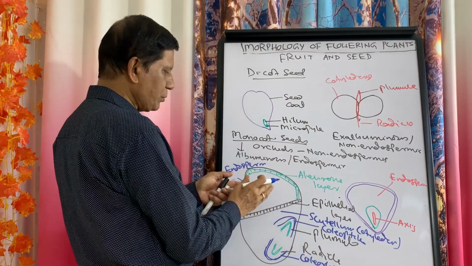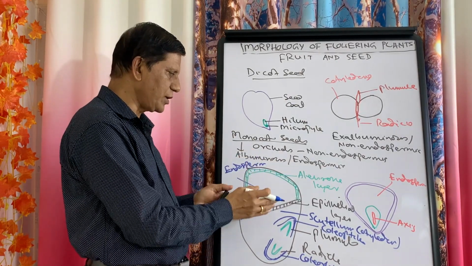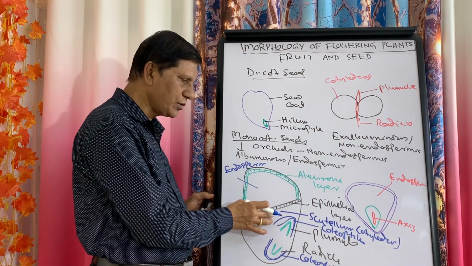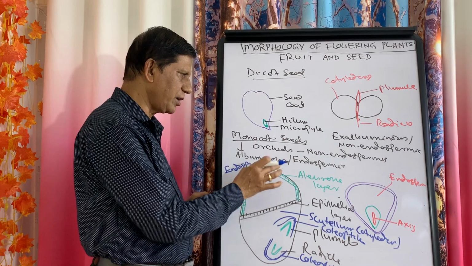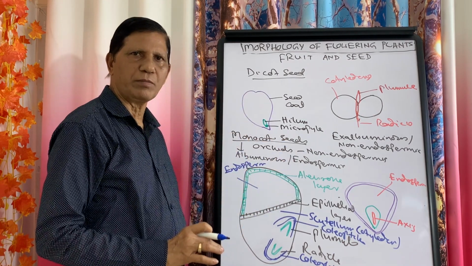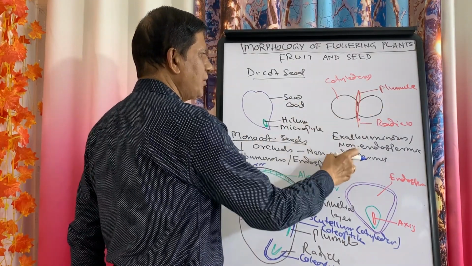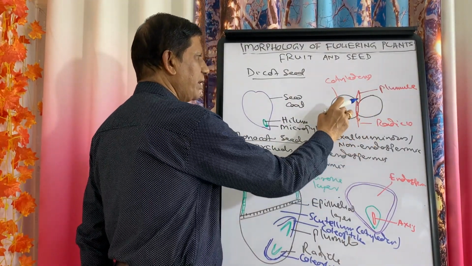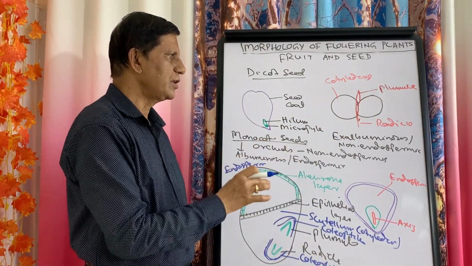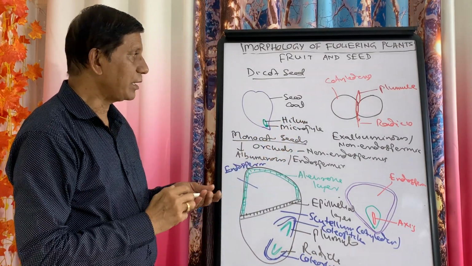Here the endosperm contains the food materials that are provided during germination. Since the endosperm is quite prominent here and the cotyledon is reduced, this is known as an albuminous or endospermic seed, except in the case of orchids where it is non-endospermic. And dicot seeds are usually exalbuminous, because here the food is not stored in the endosperm, it is stored in the cotyledons. So that is non-endospermic or exalbuminous.